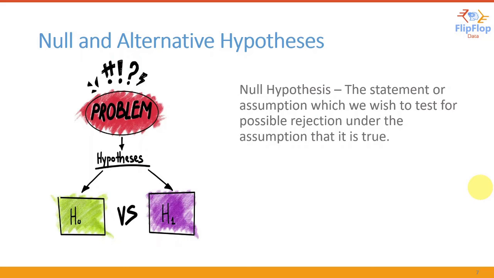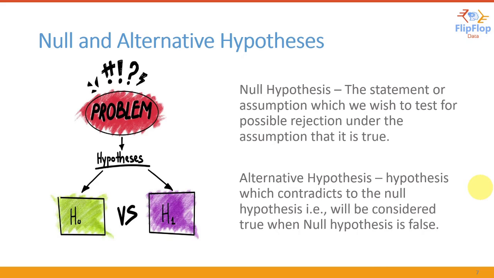So before that, let me explain what is alternative hypothesis as well. The hypothesis which contradicts the null hypothesis, that is, which will be considered true only when the null hypothesis is false, is an alternative hypothesis. So now coming back to null hypothesis, let me break this into three parts to understand.